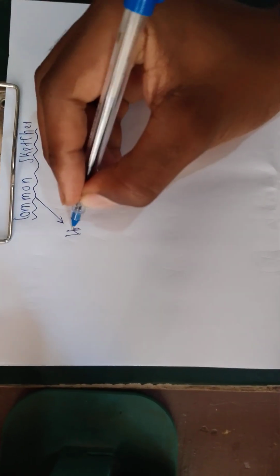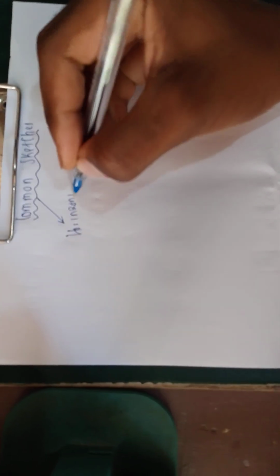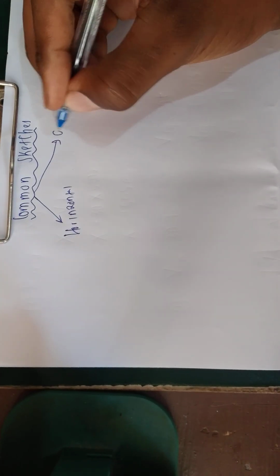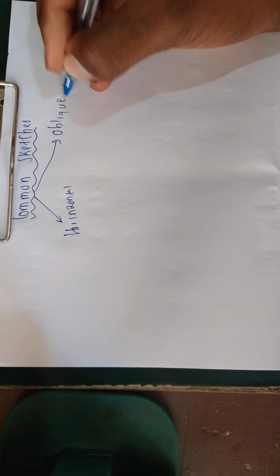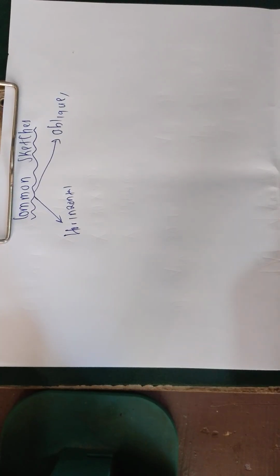Okay, so we're still looking at some of the common sketches. In the previous video, we looked at horizontal. Then here we can now move on to look at oblique projectile motion.